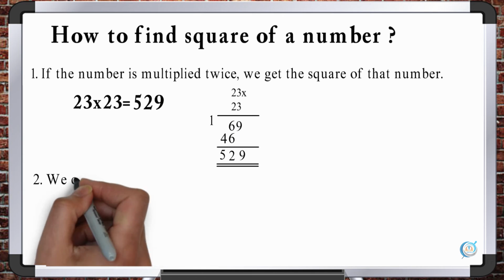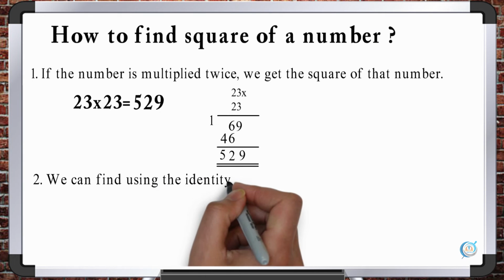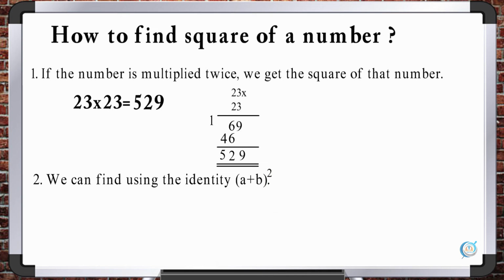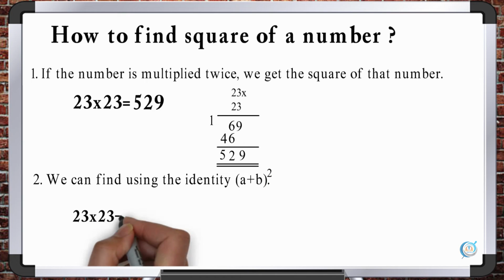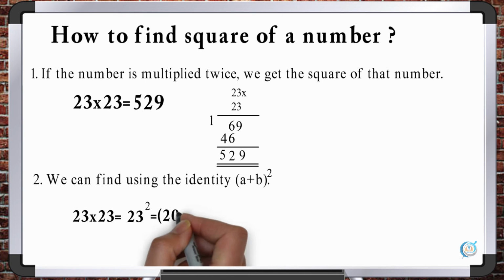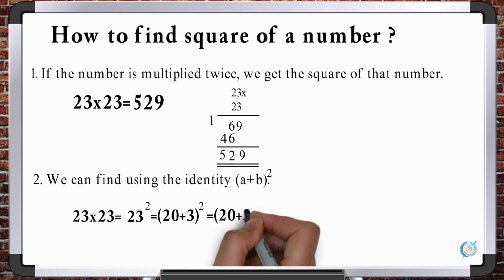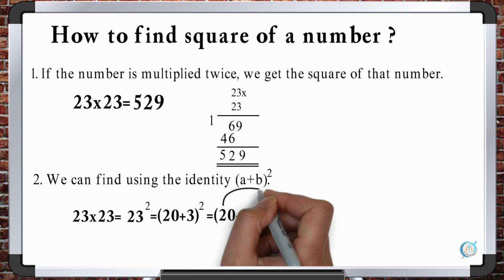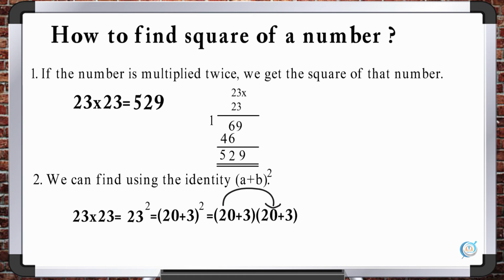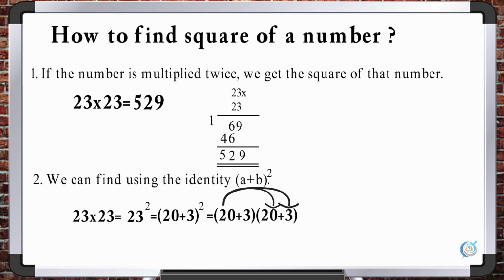Second method, we can find using the identity a plus b whole square. So 23 square again we can take. 23 into 23 we can write as 23 square. And 23 we can turn to 20 plus 3. So 20 plus 3 whole square is nothing but 20 plus 3 into 20 plus 3. By using the bracket opening method, we can open the brackets by multiplying 20 into both the numbers in the next bracket, and next 3 into both the numbers in the next bracket.